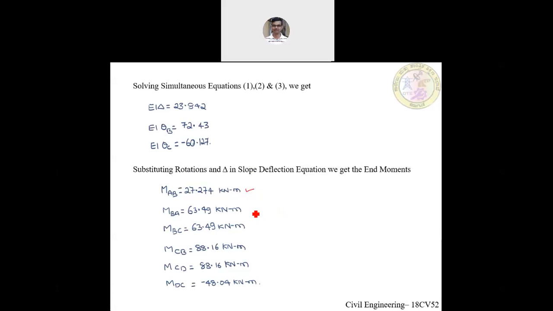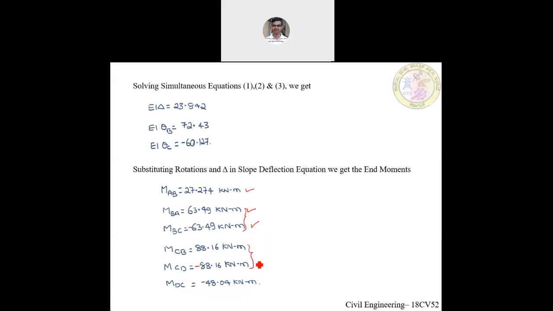27.274, MBA is equal to 63.49, MBC is also equal to 63.49, MCB is equal to minus 63, and MCB is equal to 88.16, and MCD should be equal to minus 88.16, and MDC is equal to minus 48.04. So these two moments are equal and opposite, and these two moments are equal and opposite.